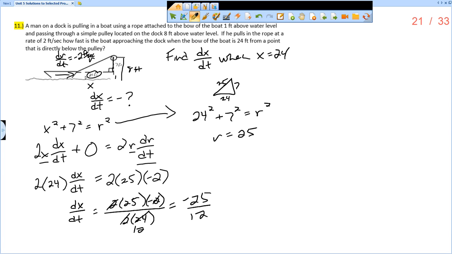Now, what are the units? Remember, this is the rate at which a distance is decreasing. So the unit of distance is feet, and the unit of time is seconds. So negative 25 twelfths feet per second.